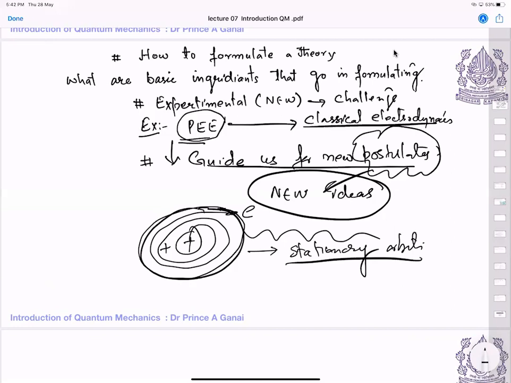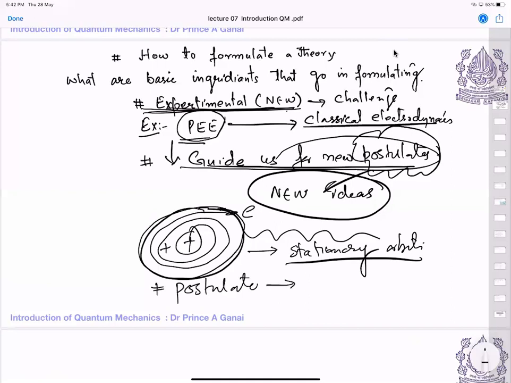So experiments are the basic thing that you start with whenever you formulate a new theory. In experiments, you have new challenges. The existing theories don't fit. Then these new experiments that you happen to observe guide you to form a set of ideas which we call postulates. Now, what is a postulate? What do you mean by a postulate?